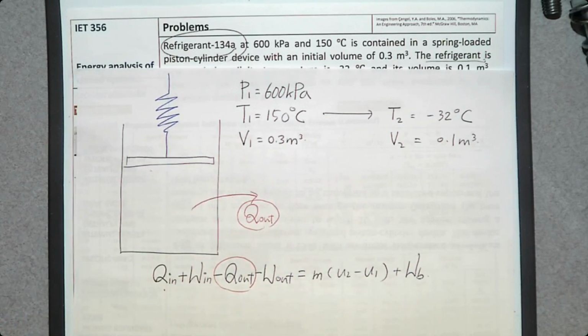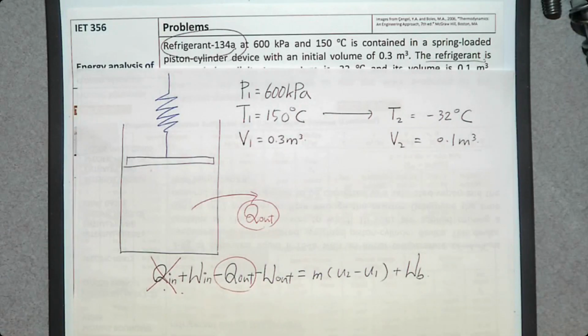Think about the second law of thermodynamics. What is the first law of thermodynamics? This equation. What is the second law of thermodynamics? Heat transfers from a higher temperature point to a lower temperature point. Is there a heat transfer from a lower temperature point to a higher temperature point? No, it's not possible. So when there's a Q out, there cannot be Q in, right? So you can neglect Q in.